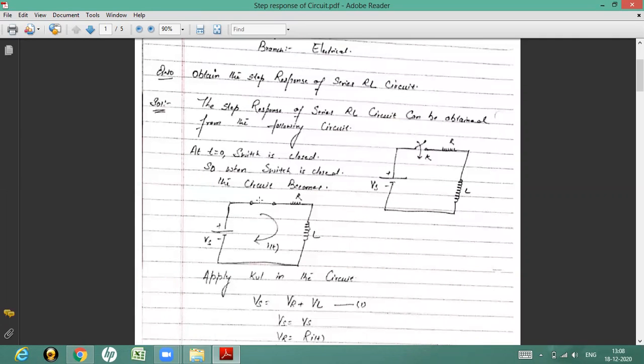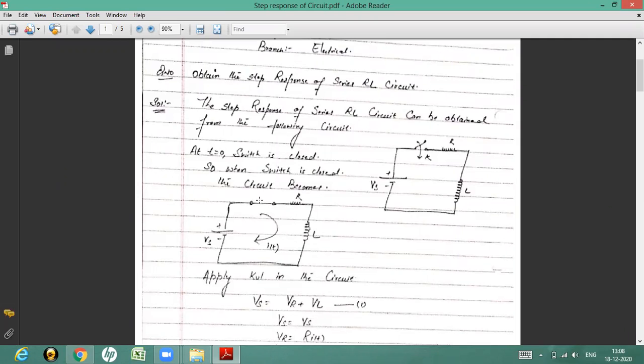And when you apply the KVL in this circuit, you get the first equation. According to Kirchhoff's voltage law, in a closed loop the sum of all the voltage drops in a load is equal to the source voltage. So when you apply the KVL in this circuit, it simply says that your source voltage is equal to load voltage. Now here the source voltage is equal to Vs and the load voltage is equal to VR plus VL.